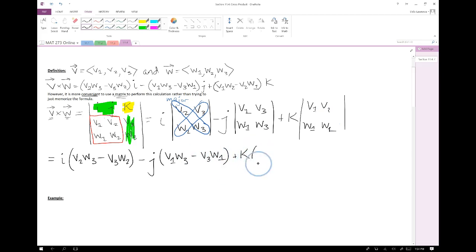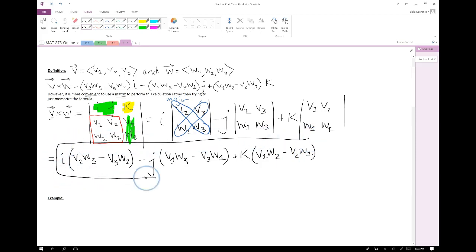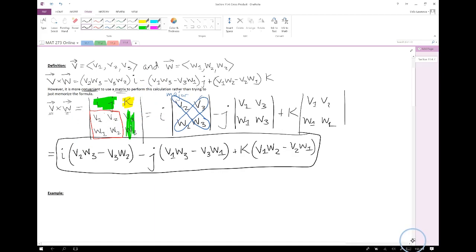Last term is K, and the determinant for that 2 by 2 would be V1 W2 minus V2 W1. Now, if you compare this to what I gave you above, it is exactly the same. The only difference is we didn't have to memorize this giant formula. We just had to know how to do a 3 by 3 determinant. So either way, whether you prefer to memorize that formula or learn how to do this 3 by 3 determinant matrix, doesn't matter to me, whichever way you're most comfortable with. Both of them will give you the exact same thing.